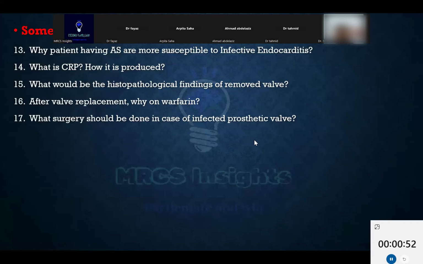We just remove the infected tissue and drain the abscesses. And if there are any fistulas, just repair the fistula. So what will be the answer? Like this: we have to debride the infected tissue, and if there is any pus or abscess, just drain it and repair any abnormalities like fistula.